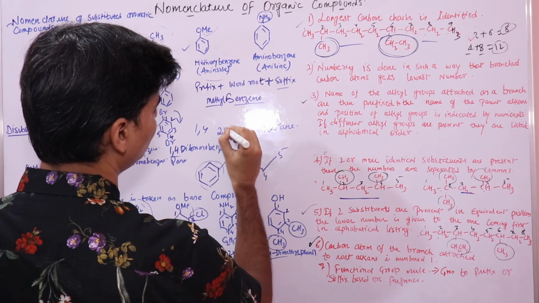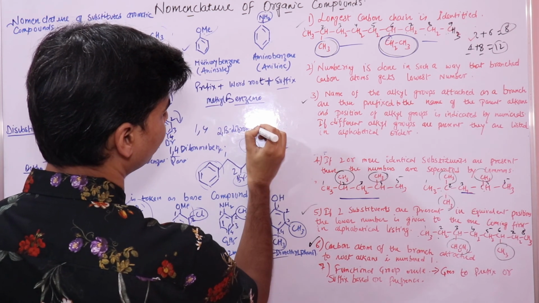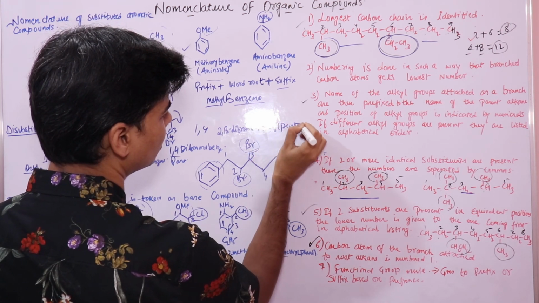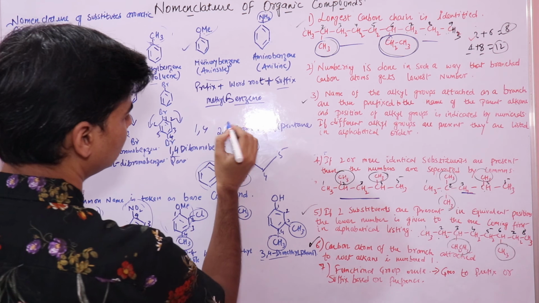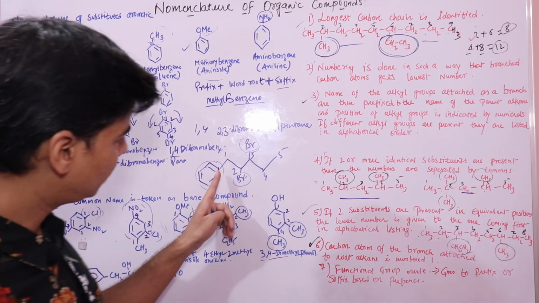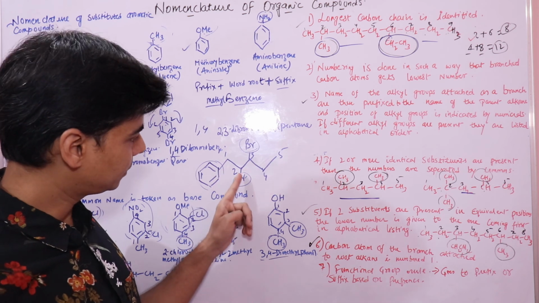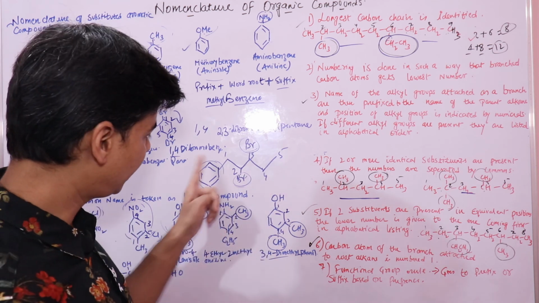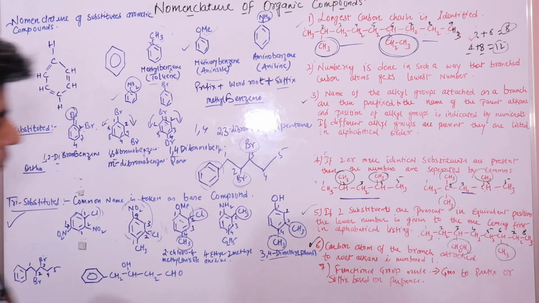Prefix 2,3-dibromo, 1-phenyl pentane, 2,3-dibromo, 1-phenyl pentane. Just again look at this. Whenever you have a side chain attached to the benzene nucleus and you have functional groups attached to the side chain, then this phenyl would be considered as the derivative, right?